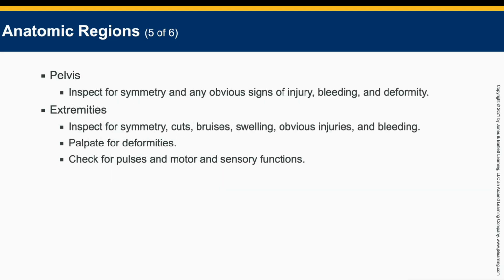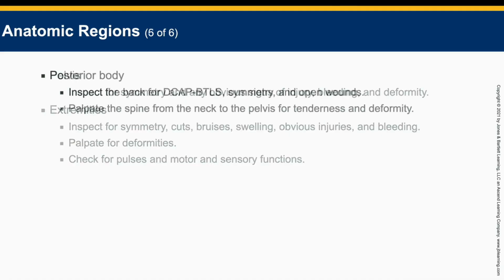Next, we assess the pelvis and the extremities. When evaluating the pelvis, begin by inspecting for symmetry and looking for any obvious signs of injury, bleeding, or deformity. Pelvic injuries can be serious because they may involve significant internal bleeding, so carefully observing this area is important. Next, examine the patient's extremities, which include the arms and the legs. Remember, compare one side of the body to the other, left to right, and document any abnormalities you find.